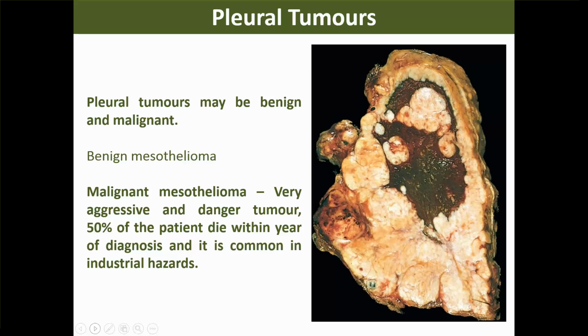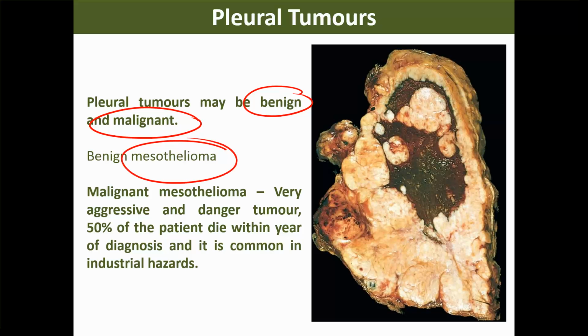Now coming to pleural tumors. Remember, pleural tumors are rare, but they may be benign or malignant. The pleura is lined by a cell called mesothelium. So a tumor that comes from mesothelium is called mesothelioma. Remember, mesothelioma doesn't mean it is only benign. It can be benign, it can be malignant. Malignant mesothelioma is a very dangerous tumor because it is very aggressive.